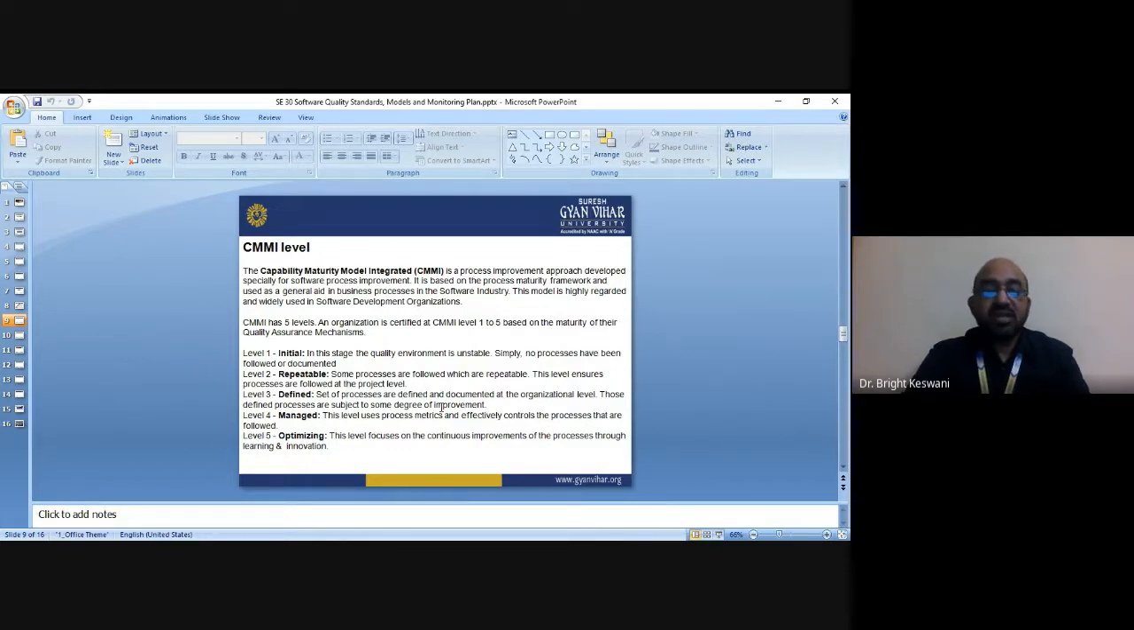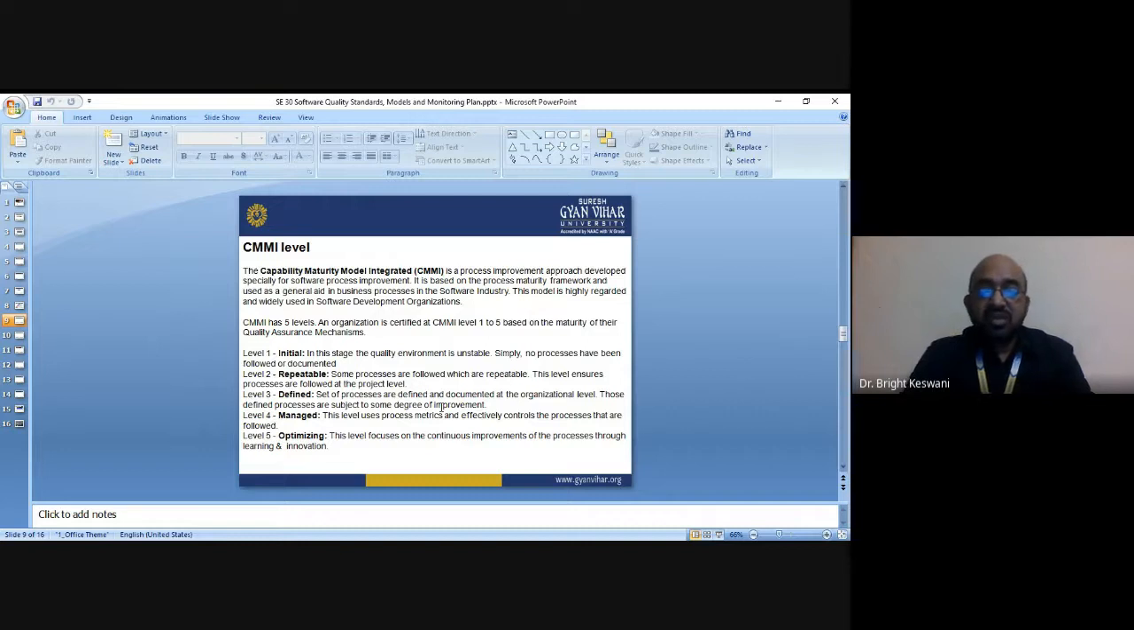The first level is the initial level, as we discussed earlier. In this stage, the quality environment is unstable and simply no processes have been followed or documented. At the second level, that is repeatable, some processes are followed which are repeatable, and this level ensures processes are followed at the project level.